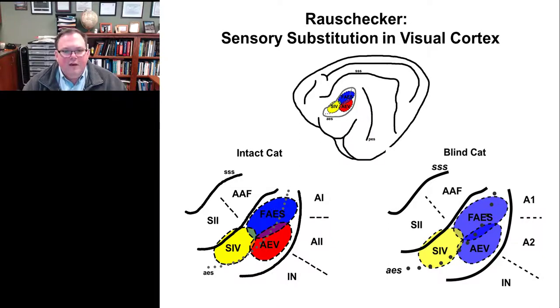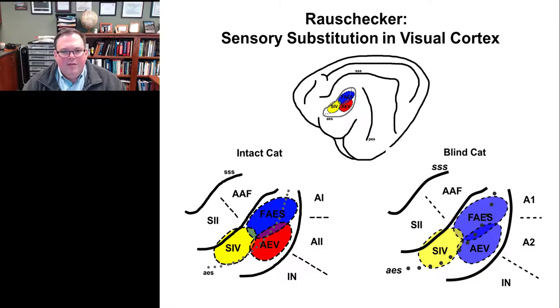So here you can see in the upper picture is an outline drawing of the cat cerebral cortex. And there's one area that's kind of highlighted with the yellow, blue, and red. This is the anterior ectosylvian sulcus. And in the lower two panels, on the left is an intact animal, and on the right is a blind animal. So what you see under the intact is, what's unique about this area is that you have three relatively unimodal sensory fields living in close proximity to each other. So in yellow, you have a somatosensory region, in blue is an auditory region, and in red is a visual region.